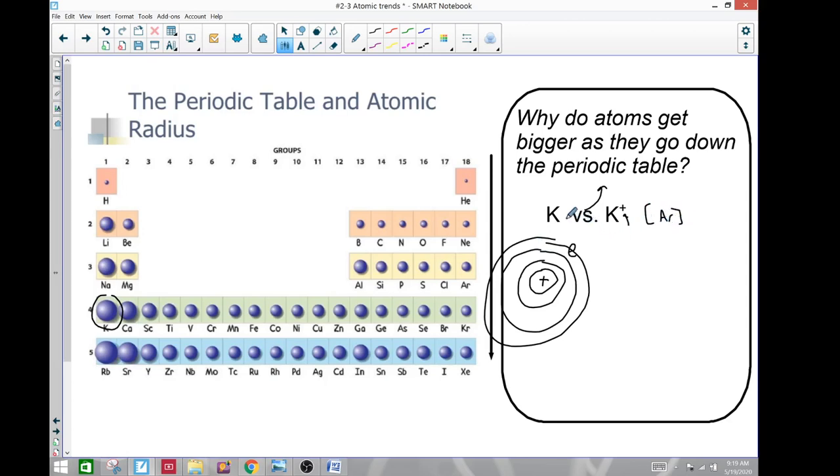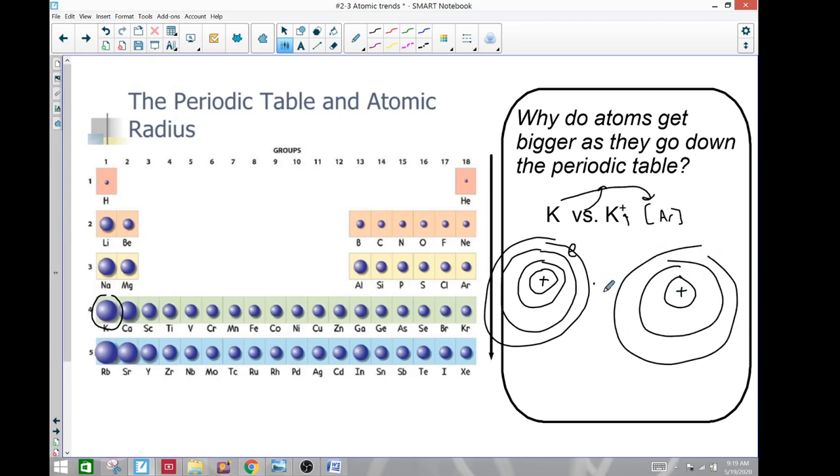So we don't really want to compare potassium to potassium plus. We want to compare potassium to argon, which only has 1, 2, 3 energy levels. So potassium is considerably bigger, not even close. Look at potassium, look at argon. Big difference. Those are two scenarios that we would choose from to pick questions of this nature: simply rows, or if an atom loses electrons and bumps back.